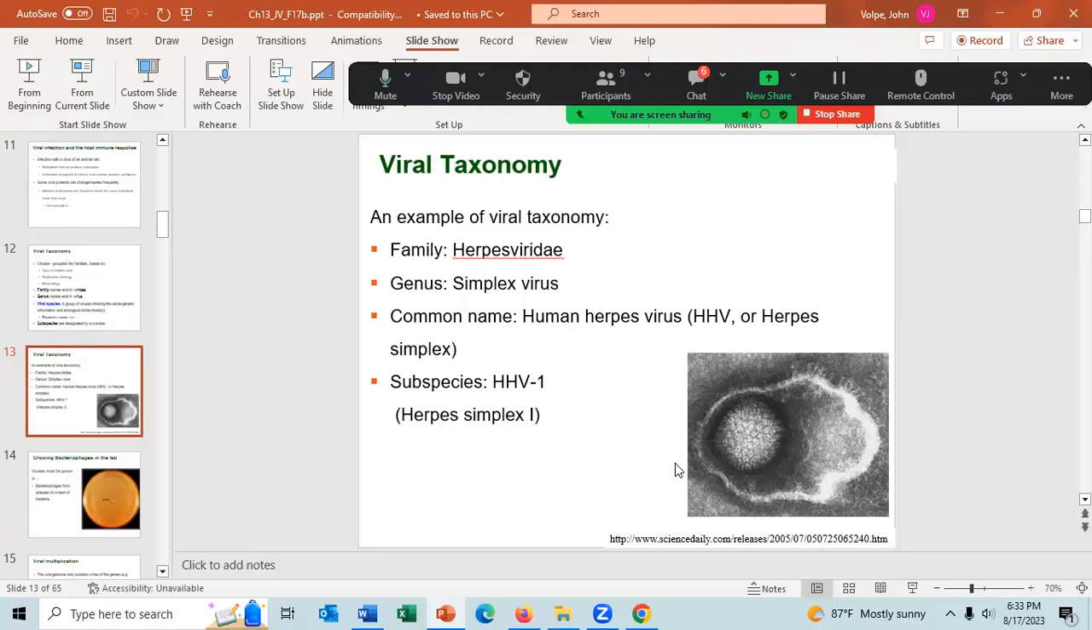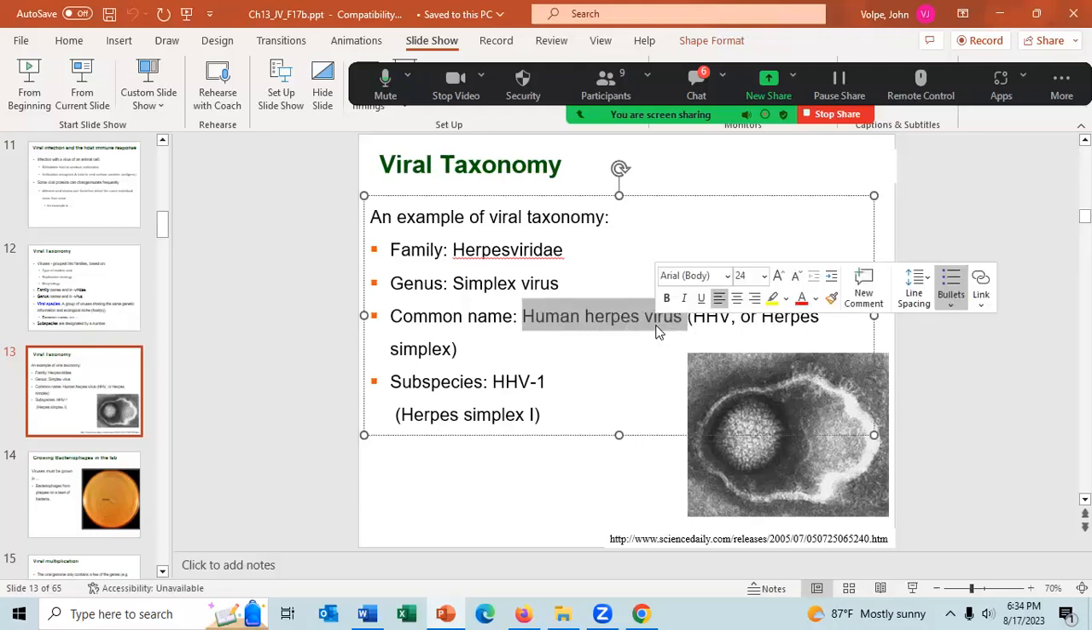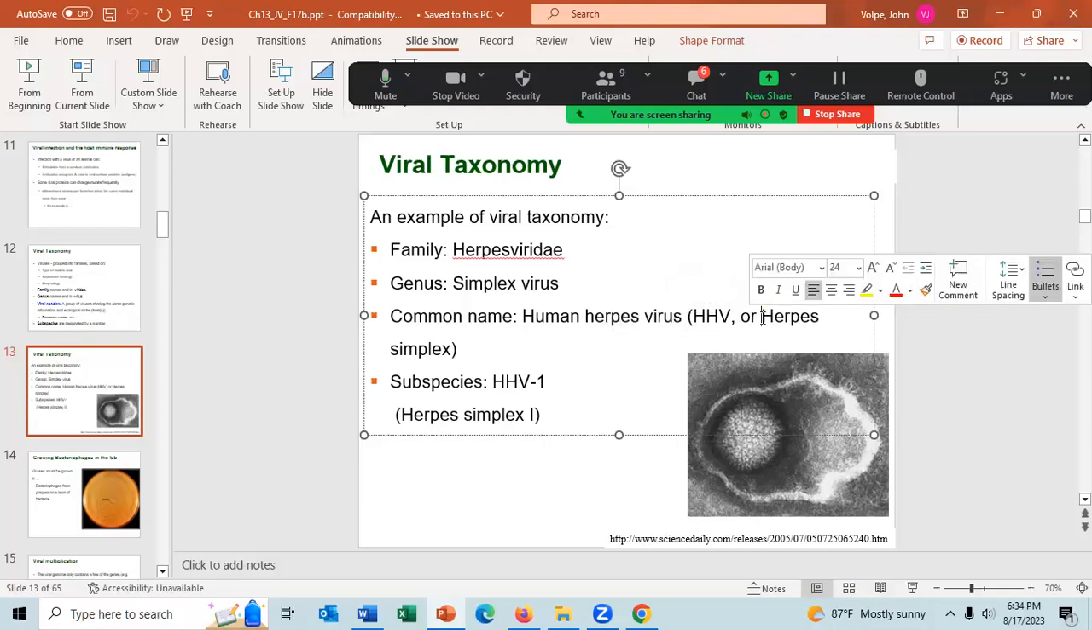With the herpes simplex virus, scientists gave it a new name called human herpes virus. And this was done about 20 years ago. And I can tell you that the human herpes virus has not been adopted by most individuals. Most people, including scientists and doctors, continue to call it the human herpes simplex virus. So we're still using the old names. Any question about any of that?